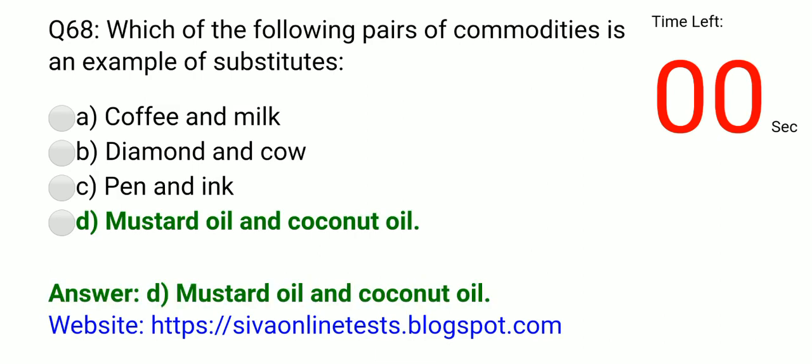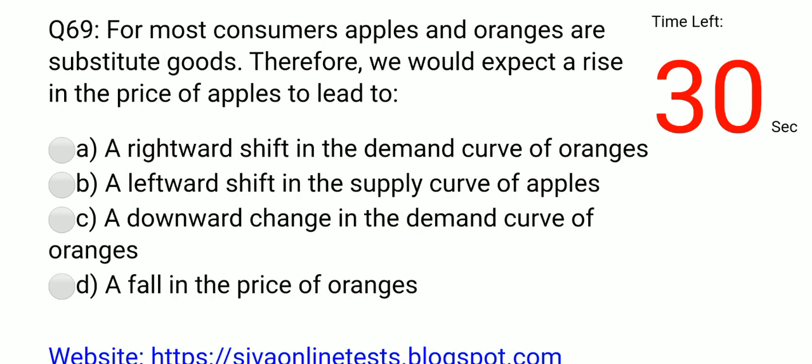Answer. D. Mustard oil and coconut oil. Question 69. For most consumers, apples and oranges are substitute goods. Therefore, we would expect a rise in the price of apples to lead to.